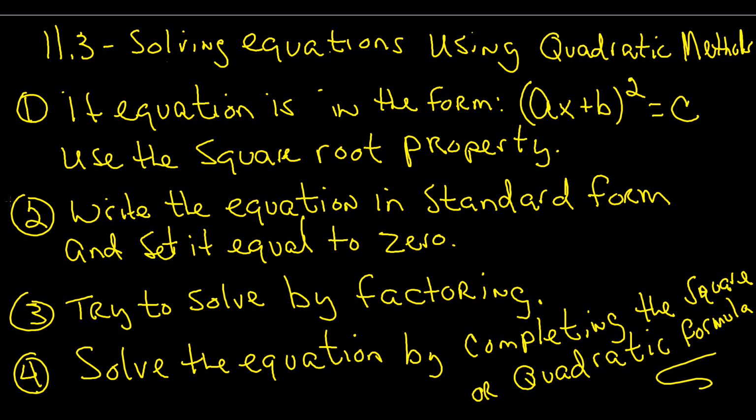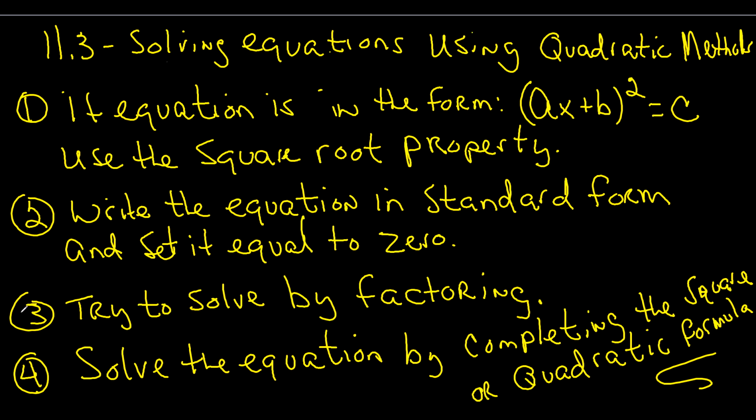Number two is write the equation in standard form and set it equal to 0. You can do it with the binomial squared, nothing wrong with that, but it's just a little bit more work. But for any other quadratic equation, meaning something with x to the second power, we want to get it equal to 0.